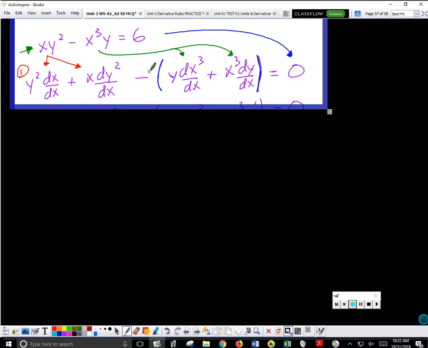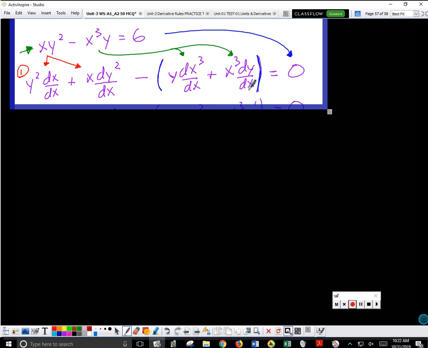How many need me to talk more here? You ready for the next step? It's just what we did in Unit 2. So this becomes 1. This will become 2y y prime. This will become 3x squared. This is just y prime. Just wave if you need me to show those again or give more detail.